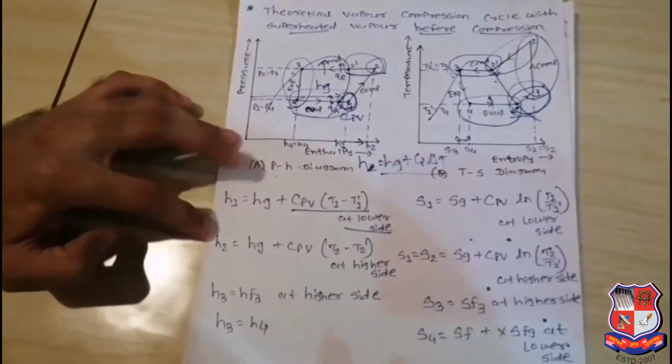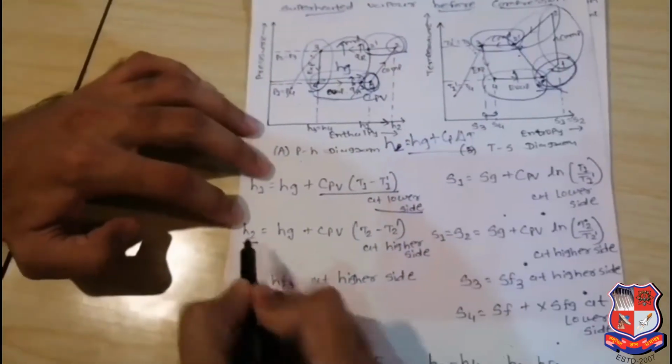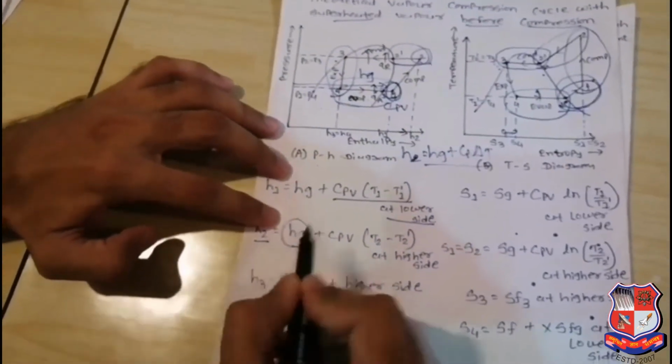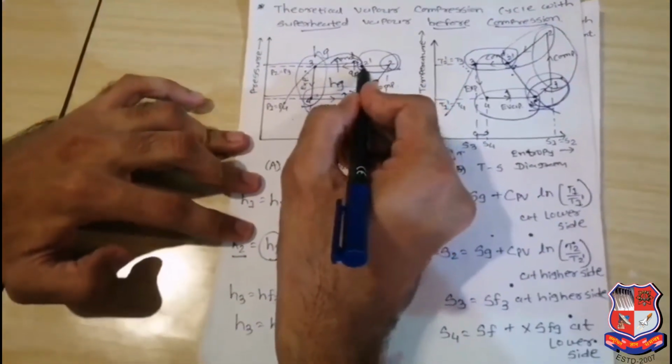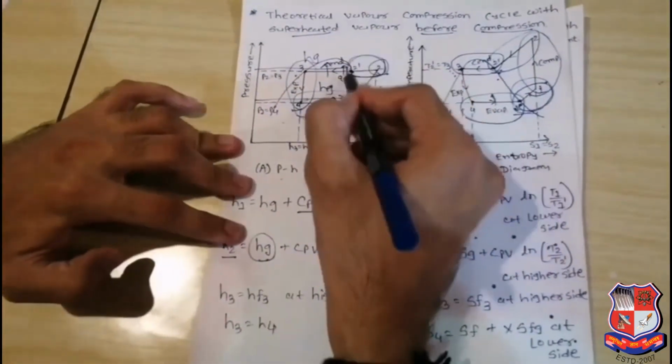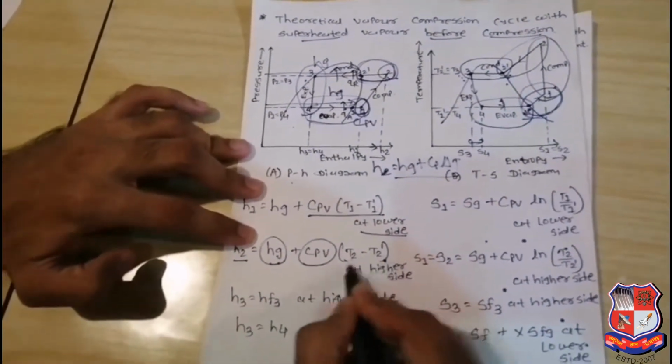Then after it depends on the point. The second point is there, so we have considered H2 is equal to Hg for the higher side. Here Hg for the higher side, 2 dash point will be considered, plus that distance. How is it considered? Cpv into T2 minus T2 dash, maximum minus minimum at higher side, will be there.